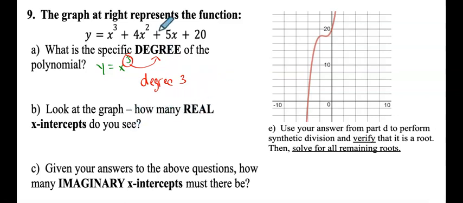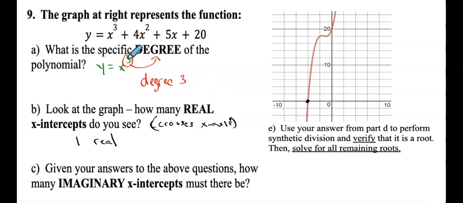How many real x-intercepts do you see? And again, this is just me looking at where it crosses the x-axis. That's all I'm really looking for. And the only time I see this crossing the x-axis is right here. So there's 1 real zero.